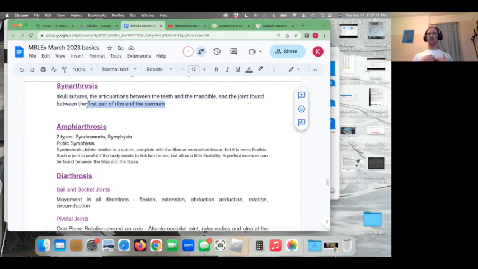Is that correct? Is the middle piece called the sternum? Yes. Okay, thank you. I always forget if that's the whole thing or the one piece.